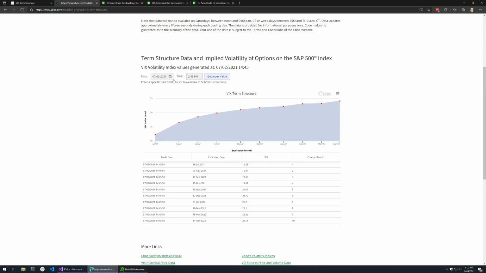So if we were to advance from the 2nd, remember the 5th was a holiday, the markets were closed, to the 6th, and we take a look. It's very subtle, but the numbers down here change. So we went from about 16 and 12 to 17 and 13. I'll go back.